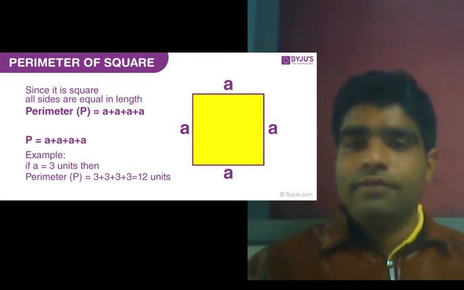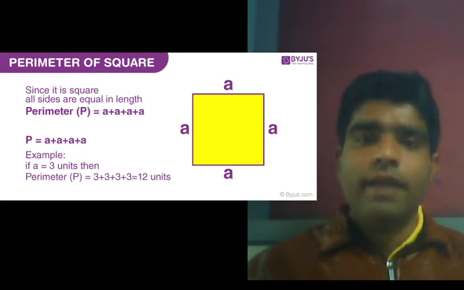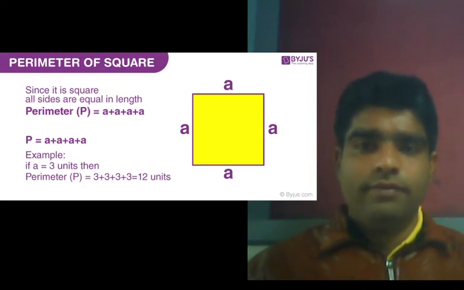Now, next, we have to find the perimeter. P is equal to a plus a plus a plus a. This is 4 times, which means 4 times a. This is the perimeter of a square.